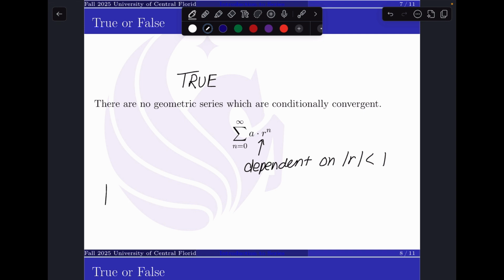So if I consider the absolute value of a times r to the n, this is just going to be equal to the absolute value of a times the absolute value of r to the n. And regardless, whether r is less than 1 in absolute value or the absolute value of r is less than 1, those two things are asking the same thing. So there are no geometric series which are conditionally convergent. They are all either absolutely convergent or divergent.